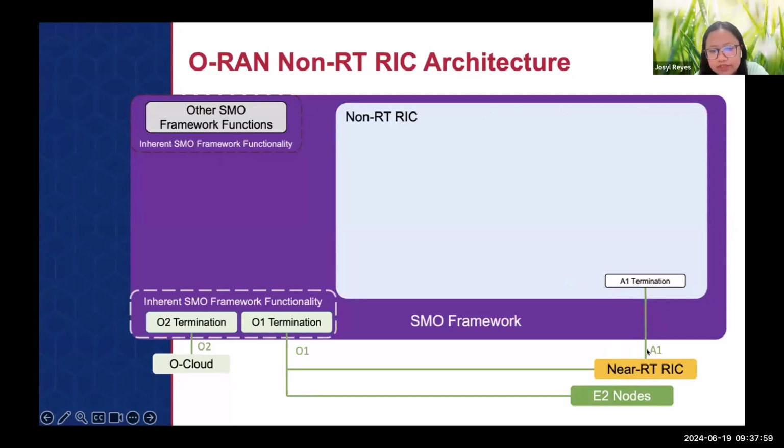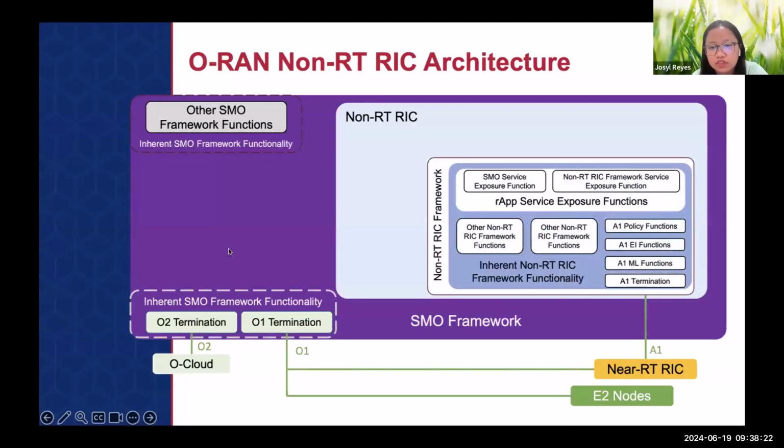Tapos near real-time RIC connected to the non-real-time RIC via A1 interface. And then may O1 interface din, no, sa SMO framework connecting to the RIC and then also the E2 node. And O2 naman is for the O-Cloud. So parang similar pa rin kanina, pero dito in this slide, no, mas marami nang detail.